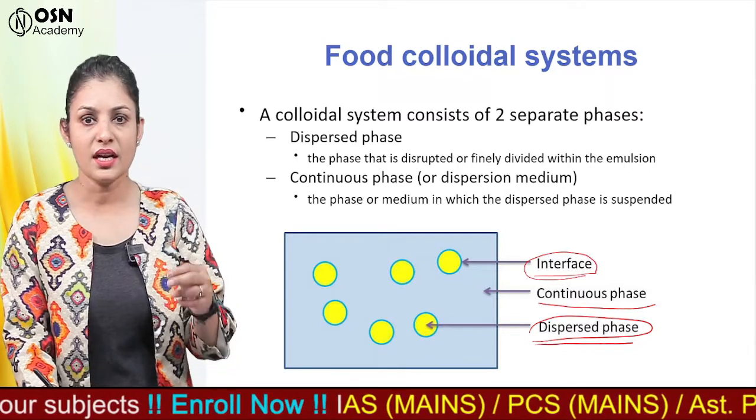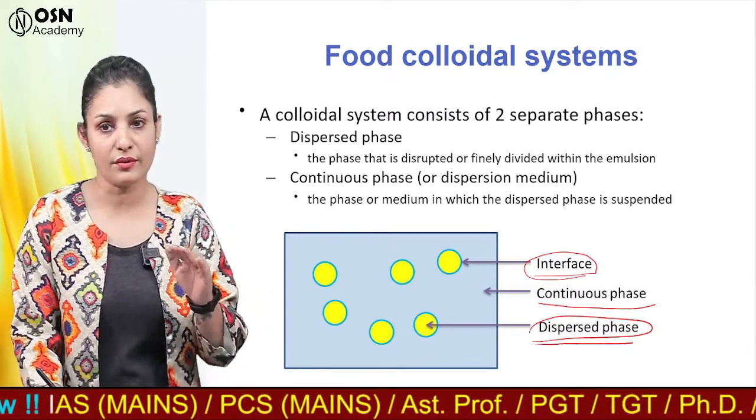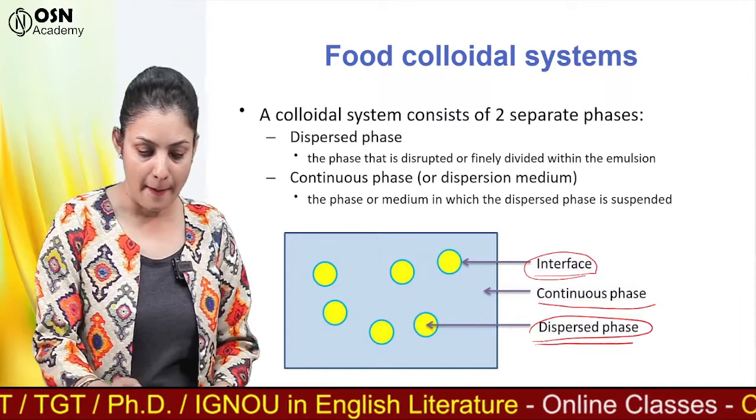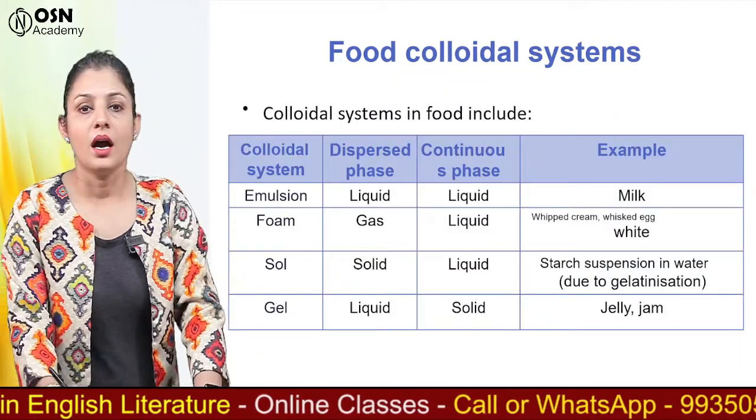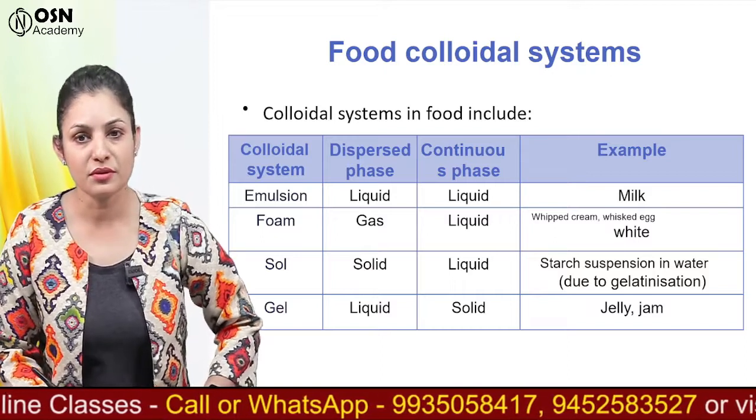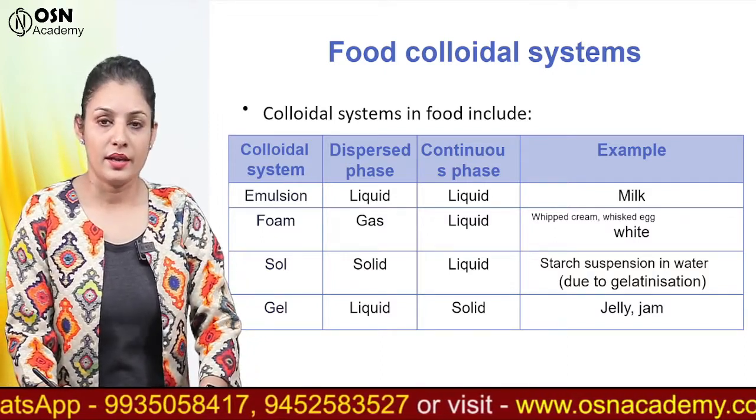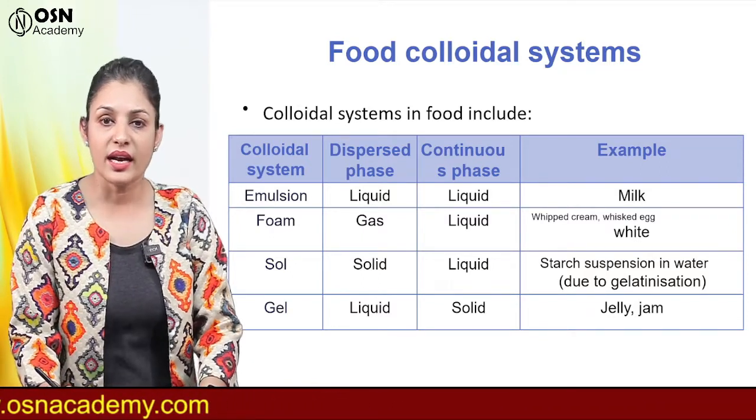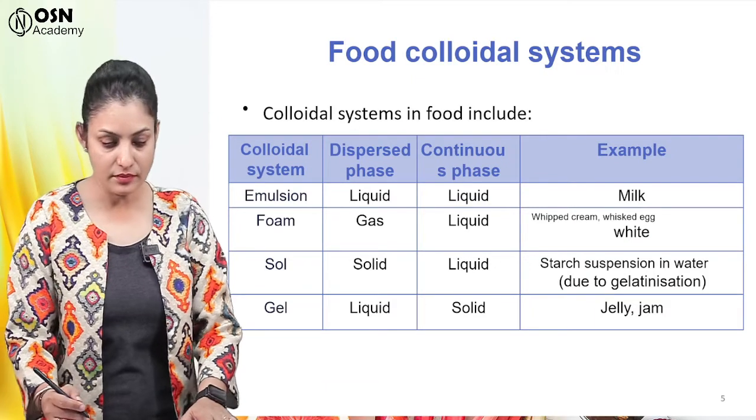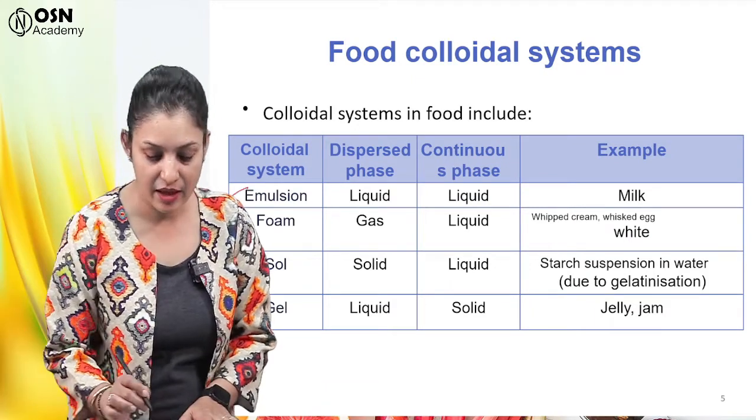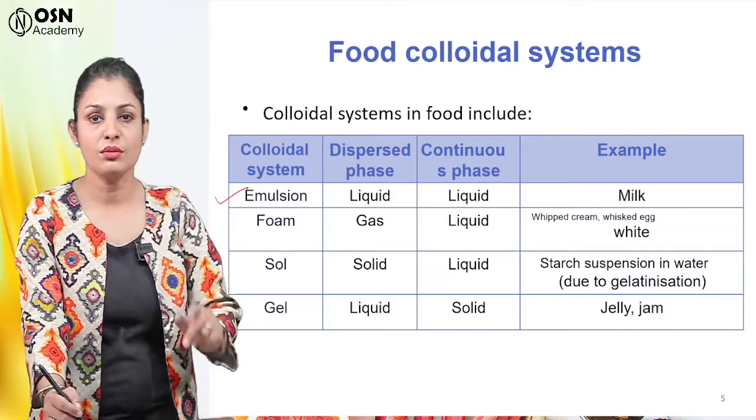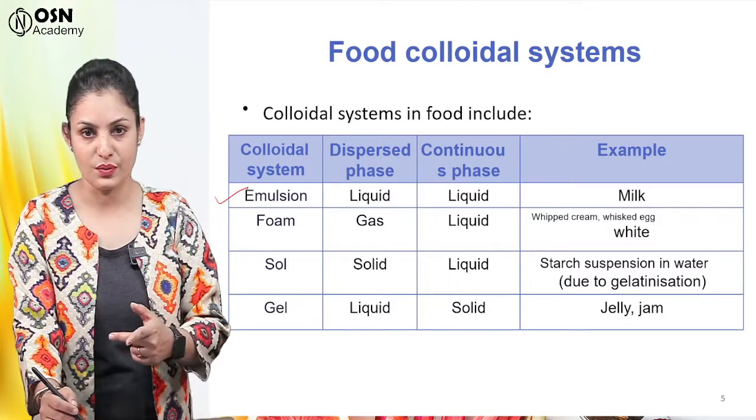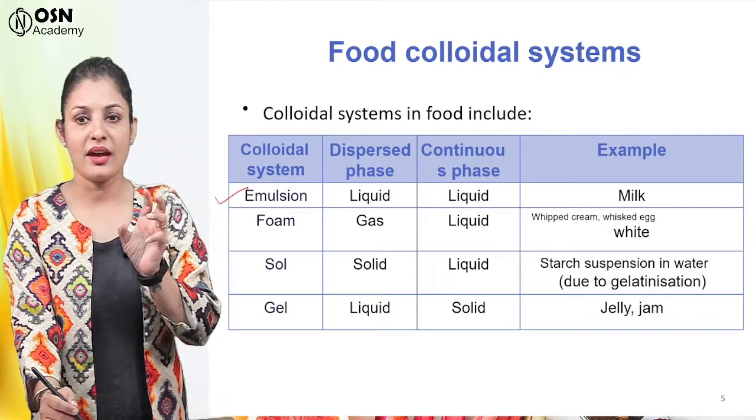The dispersed phase is what? The phase that is disrupted or finely divided within the emulsion. And the continuous phase is what? It is the dispersion medium. So when we talk about the colloidal system in food, for example milk, it is an emulsion. Milk is basically an emulsion of two phases. The dispersed phase is liquid and the continuous phase is also liquid. So it is an emulsion of two liquids that forms milk.